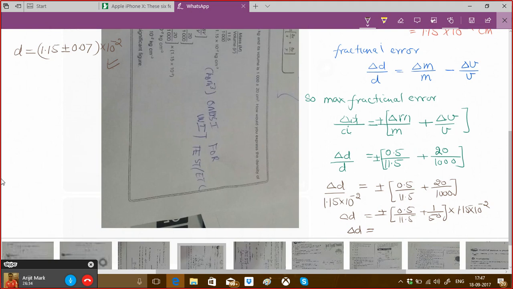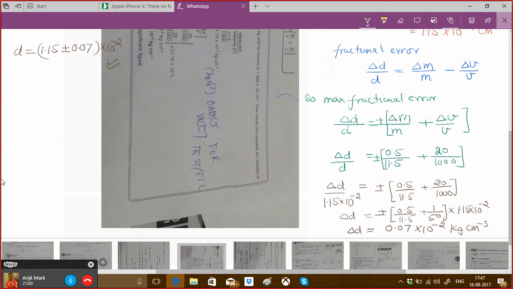Del D, that you get here, is 0.07 into 10 to the power minus 2. Understand, beta? The unit is kilogram centimeter minus 3. It is the density unit.